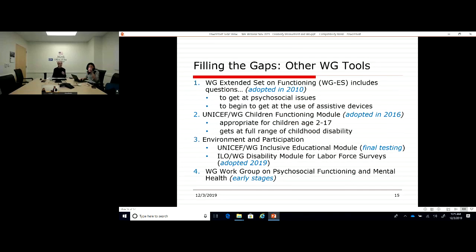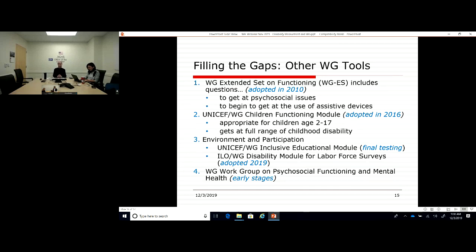And because the short set that I just talked about doesn't fully describe all of the functional domains that may exist, we also developed an extended set with additional questions that look at psychosocial issues and upper body functioning, and begin to look at the use of assistive devices and functioning with and without assistance. The short set was 6 questions. The extended set is as many as 35 questions.